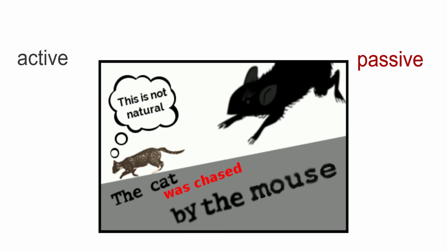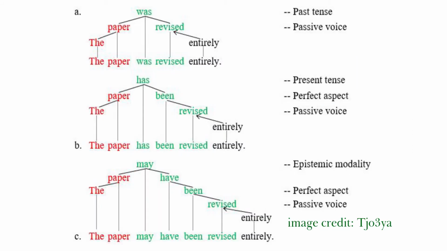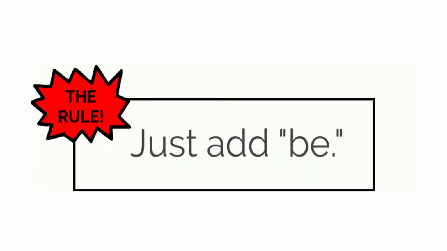This is not natural. Yes, there are lots of different passive forms, and yes, they all look different. It depends on which tense you're using, if you're talking about the past, or the future, or the present perfect, or whatever. But they all just follow one rule. And that rule is just add be.